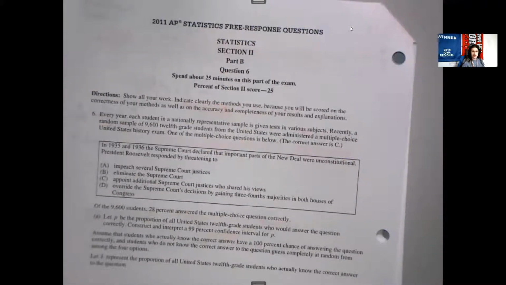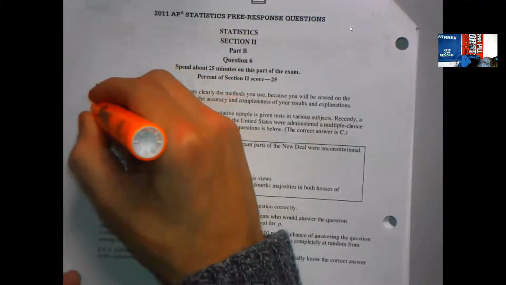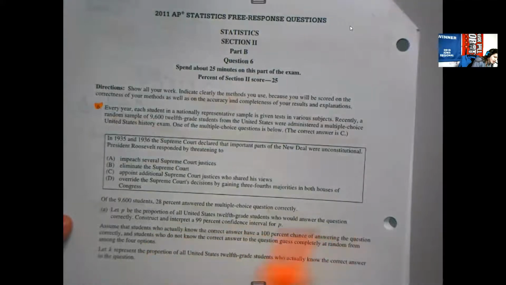Number 6. All right, here's a goofy one. It's a 6 problem. That means it's going to be harder. That means the later parts of this, you're going to say, what the heck's going on with this? Let P be the proportion of all U.S. 12th grade students who would answer the question correctly.